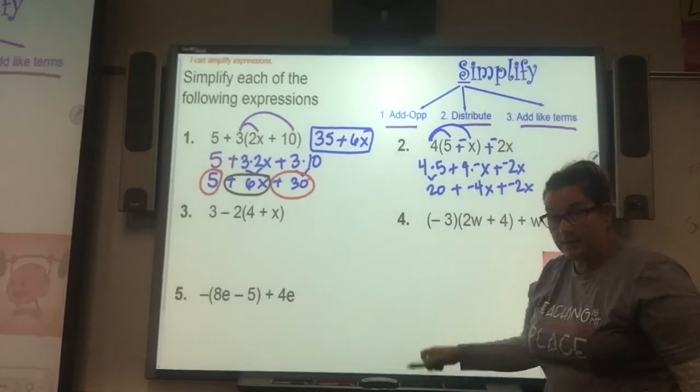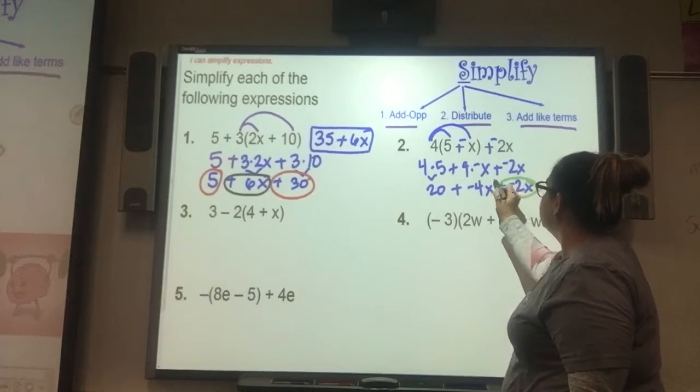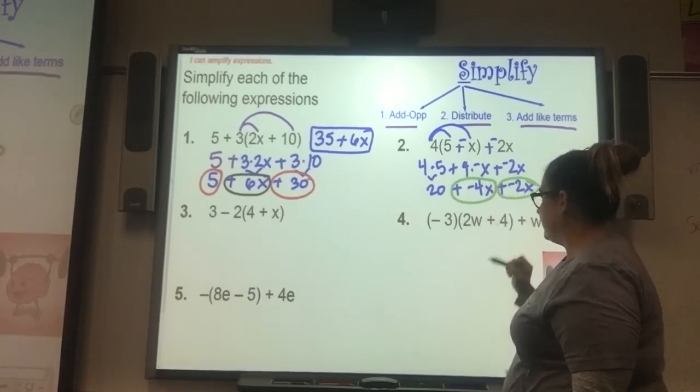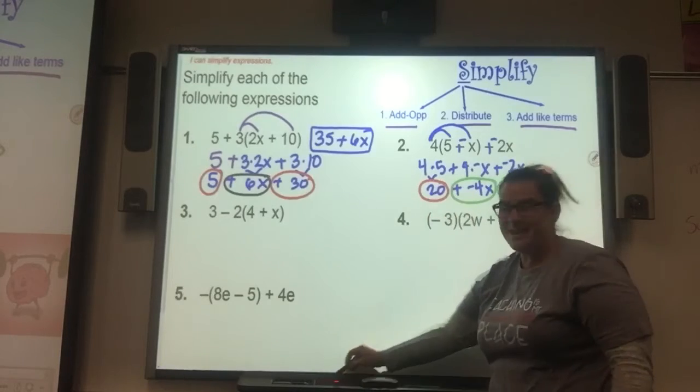I'm going to get out my different colors. Negative 2x and negative 4x are like terms, and 20 is its own term.